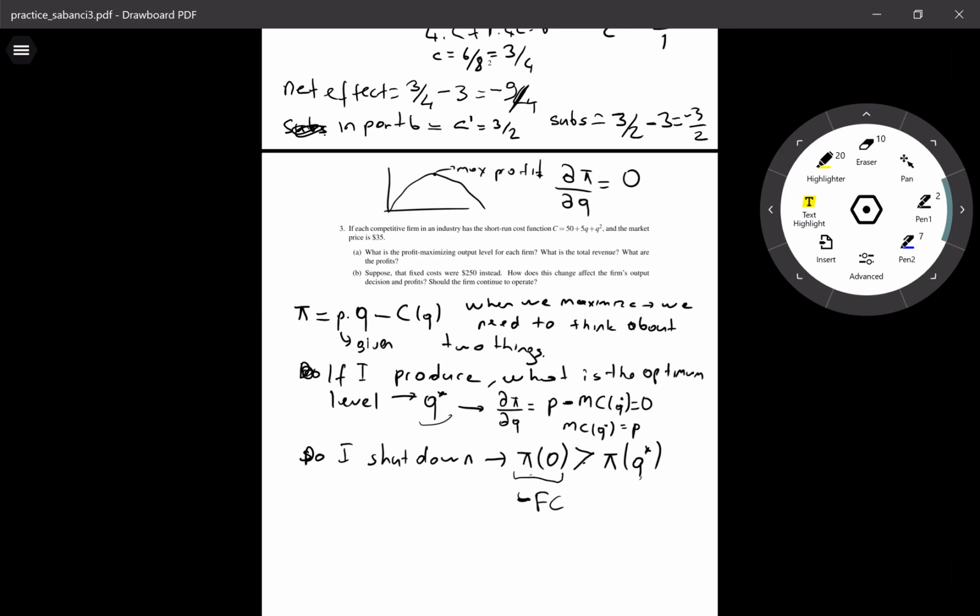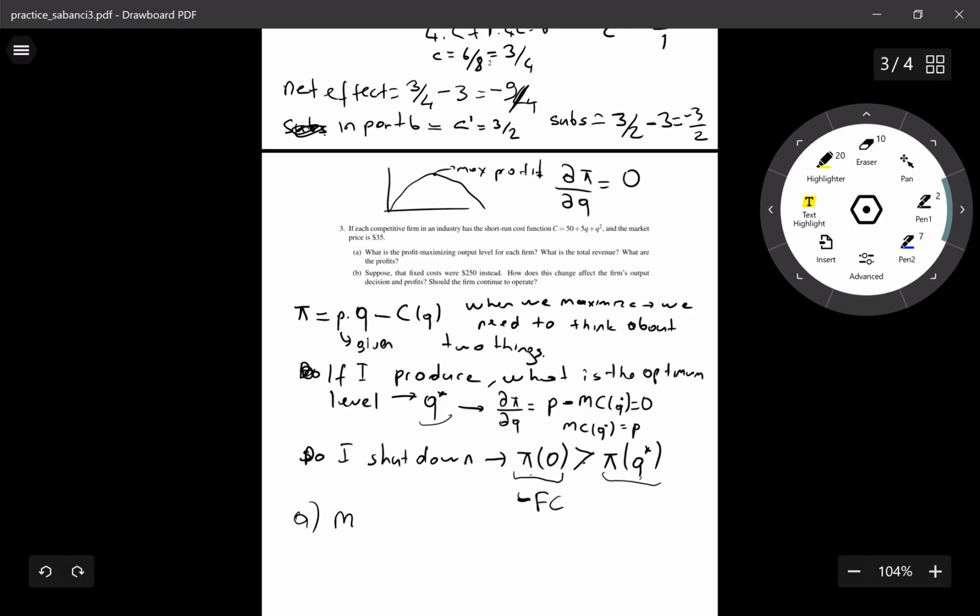Then what I do here is compare the minus fixed cost and the profit that I achieve from the optimum level of output. Kari, I will answer your question. Part A: what is the profit maximizing output level for each firm? What we need to do is find the marginal cost.